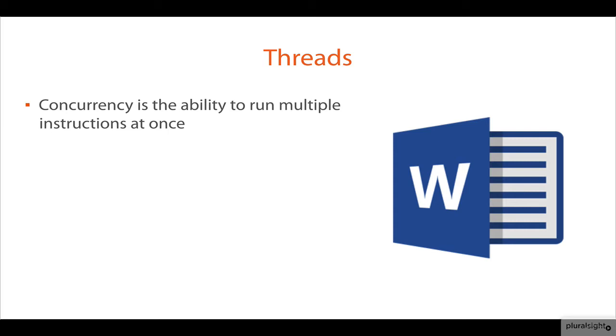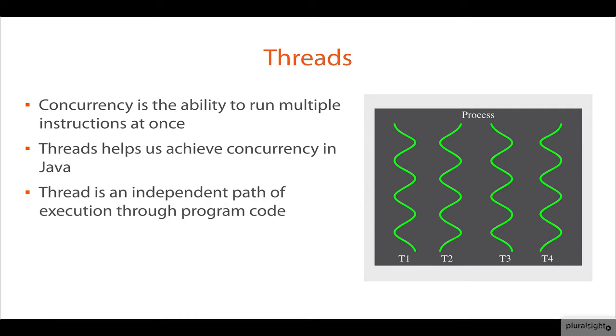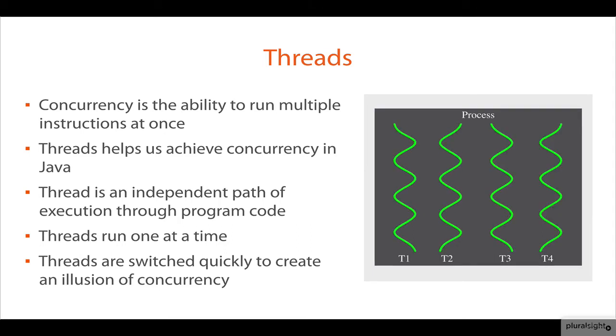Processes achieve this concurrency by means of threads. Threads are independent paths of execution inside code. You may be wondering how computers can run multiple threads simultaneously even when a typical computer has only one processor that can do only one calculation at a time. In reality, they run one at a time. However, they are switched quickly to create an illusion of concurrency.